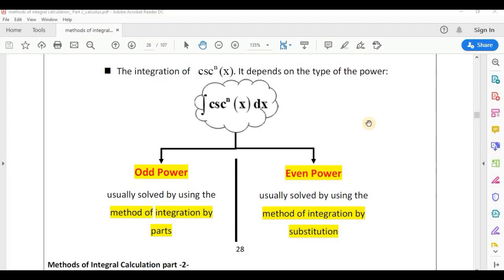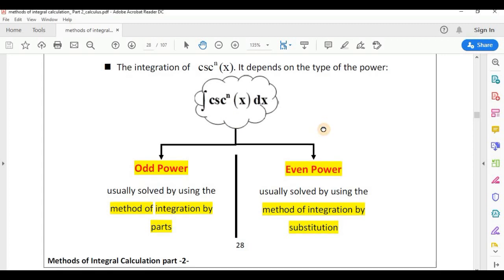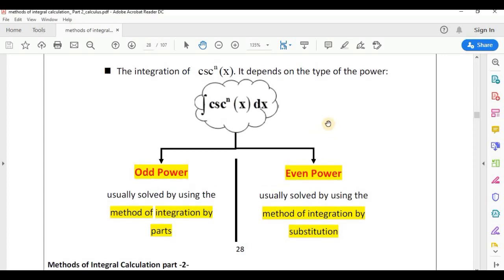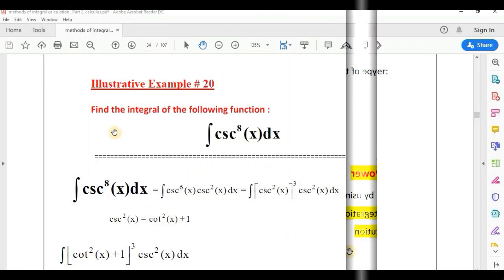Today we will discuss the integral for another function, the integral for cosec. How will we find the integral for this type of function? It depends on the type of the power. If we have even power, then usually the integral will be solved by the substitution method. And if we have odd power, then the integral will be solved by integration by parts. As we can see here, it is the same concept and similar to what we discussed in the previous lecture with the integral for the sec function.